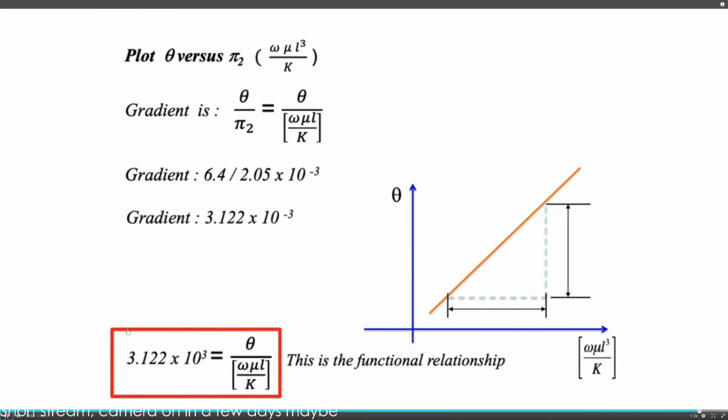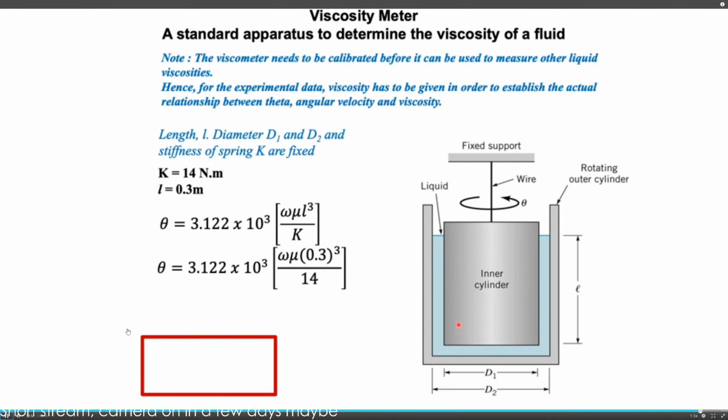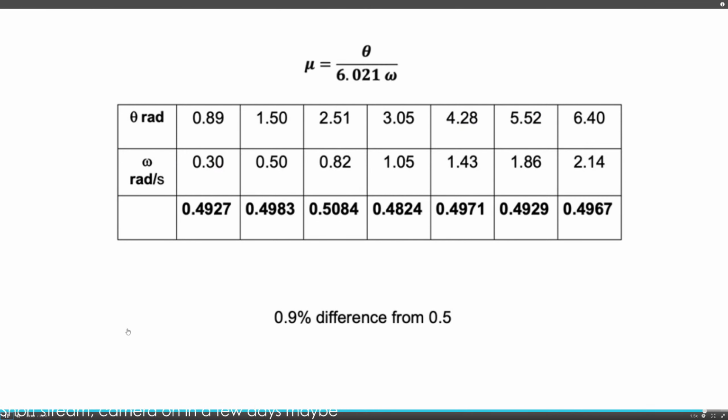Now this is a new functional relationship for this particular arrangement. Let me see the number. If you use this, this term is the viscosity. When you substitute these values in here, the viscosity is nearly 0.5. The difference is about 0.9%.